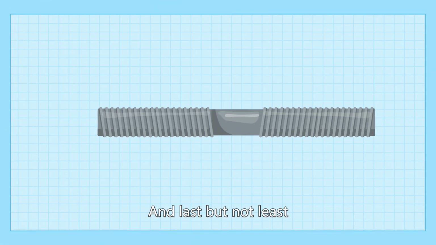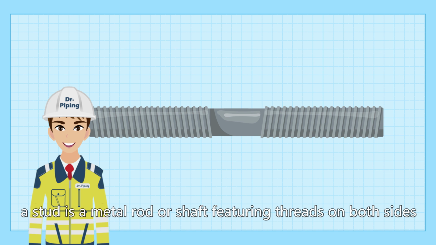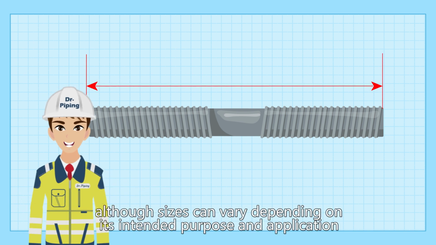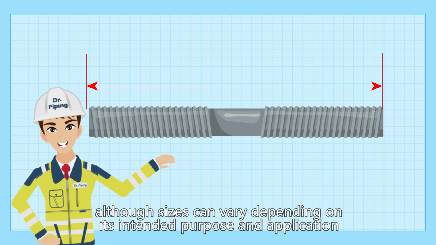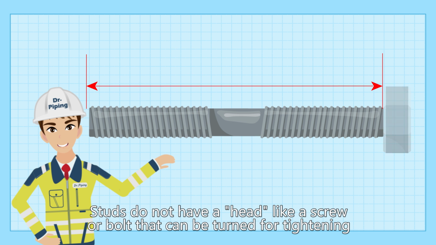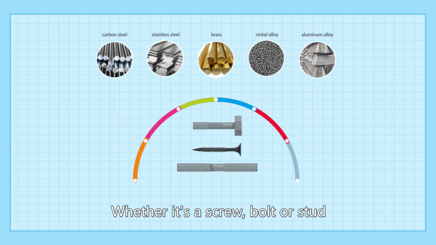And last but not least, a stud is a metal rod or shaft featuring threads on both sides. Most studs are long, although sizes can vary depending on its intended purpose and application. Studs do not have a head like a screw or bolt that can be turned for tightening.